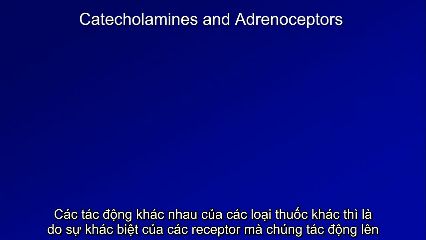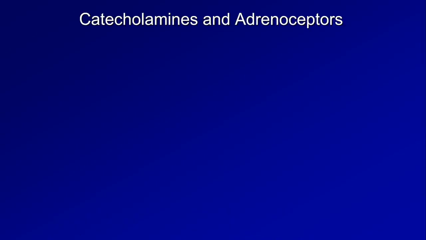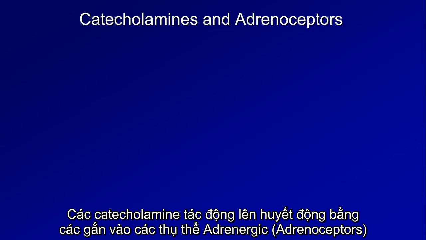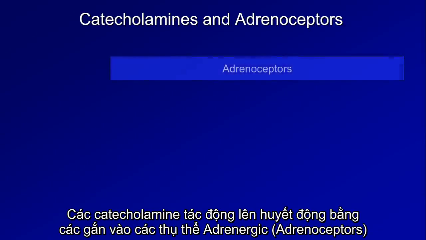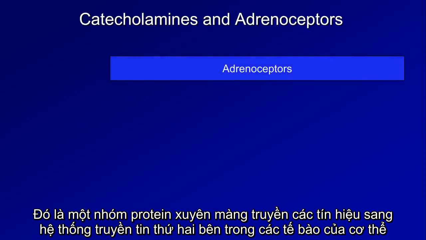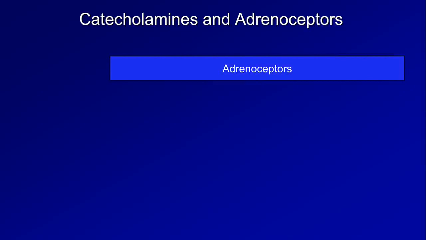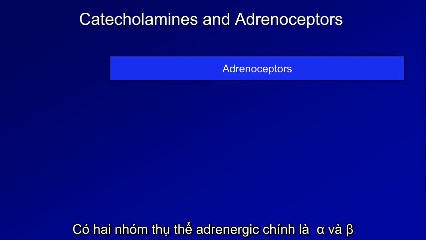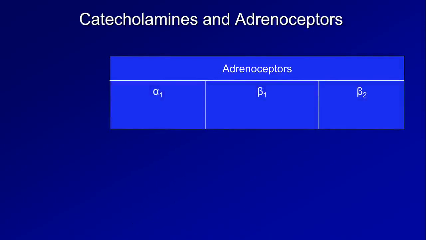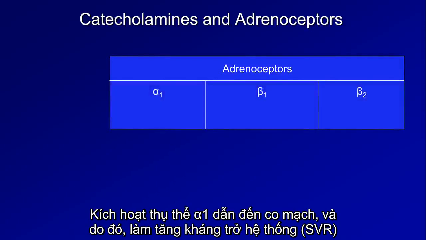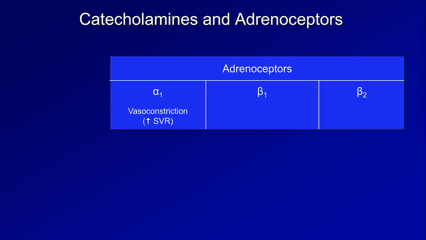The different actions of the other drugs are a consequence of differences in which receptors they act on. Catecholamines affect hemodynamics by binding to adrenoceptors, which are a group of transmembrane proteins that transmit signals to second messenger systems within cells throughout the body. There are 2 major groups of adrenoceptors, alpha and beta. Activation of alpha-1 receptors leads to vasoconstriction and thus increases SVR.